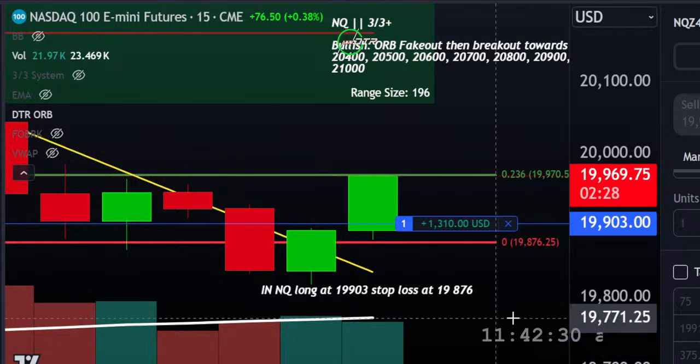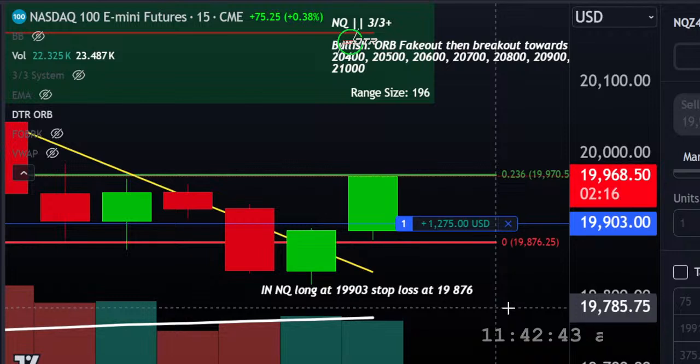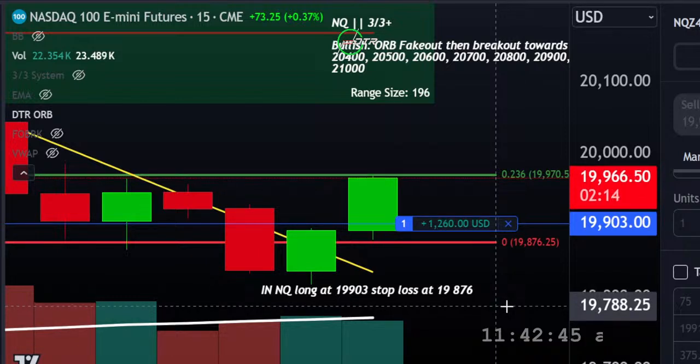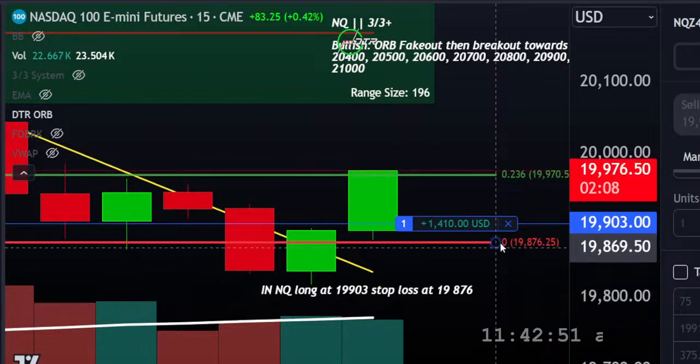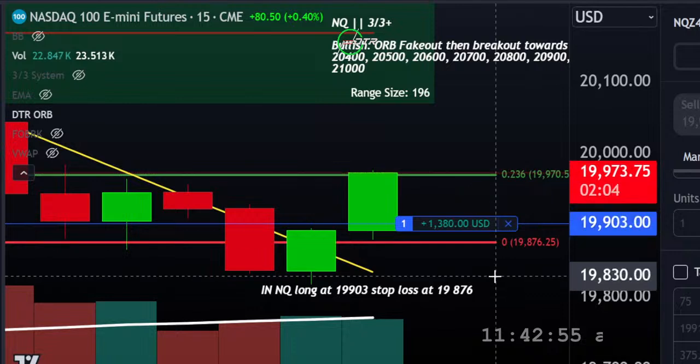Okay, so that's green on the day now. Fuck me. Should have just waited for this trade all morning. Yeah, correct.